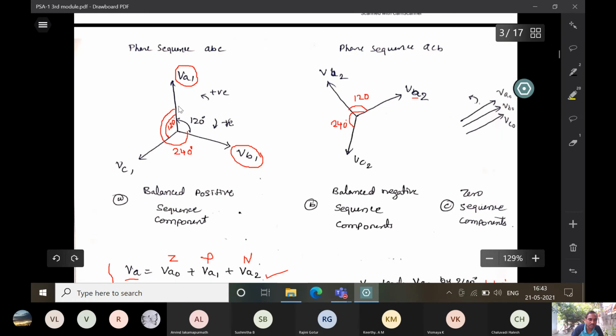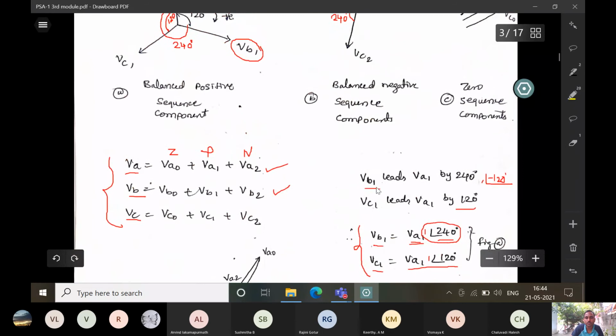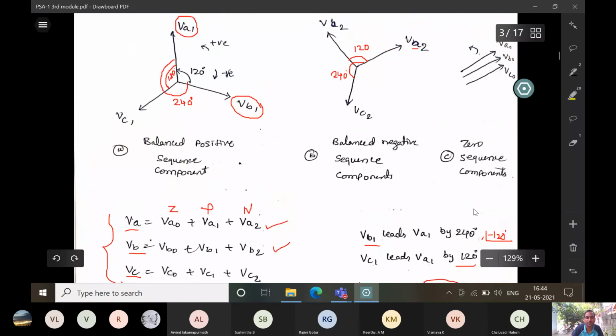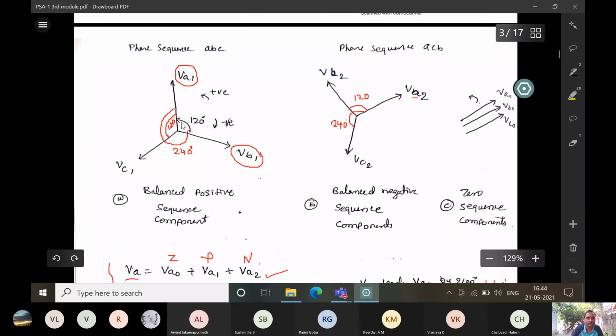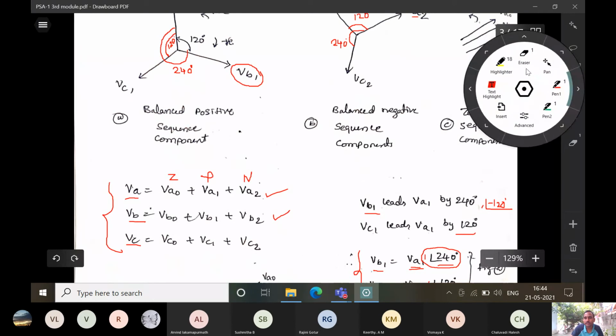VA1 to VC1 is 120 degree. VA1 to VB1 is 240 degree. Right? So what can we write here? VB1 leads VA1 by 240 degree. So therefore VB1 is equal to VA1 at an angle 240 degree.